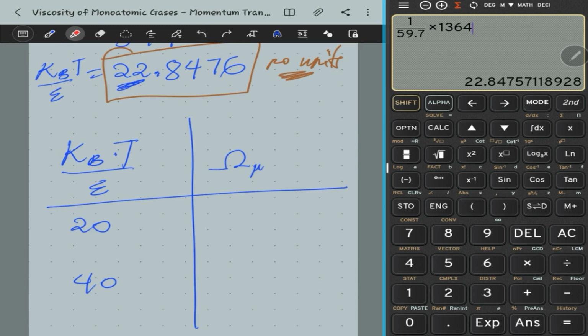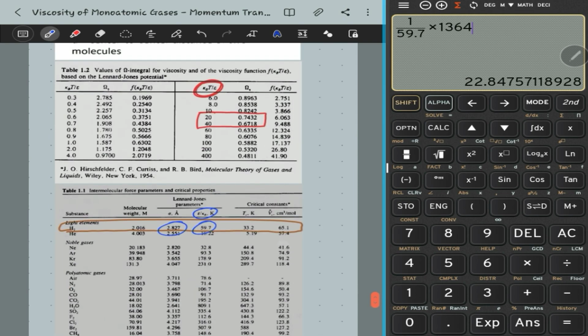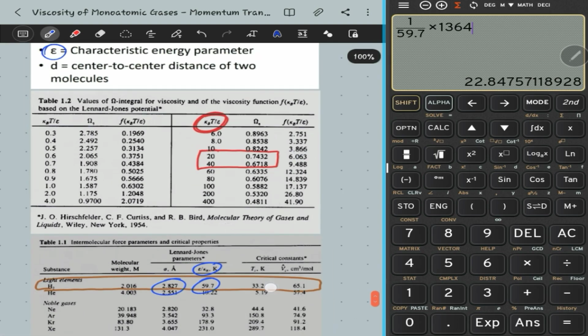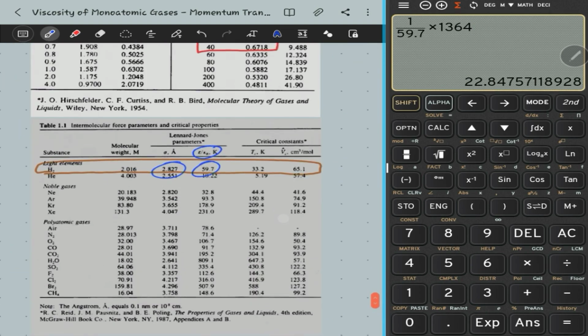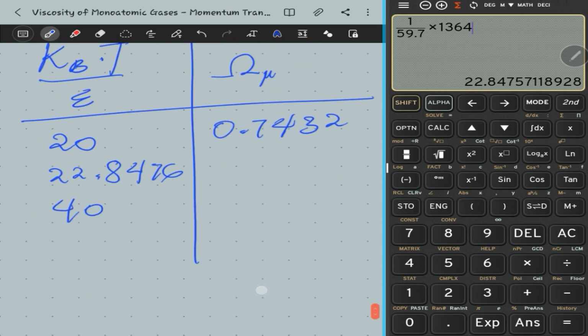So we have 22.8476. And for the 20 here, the value that we had on the table is 0.7432. That's for the 20, 0.7432. And for the 40, you have 0.6718.